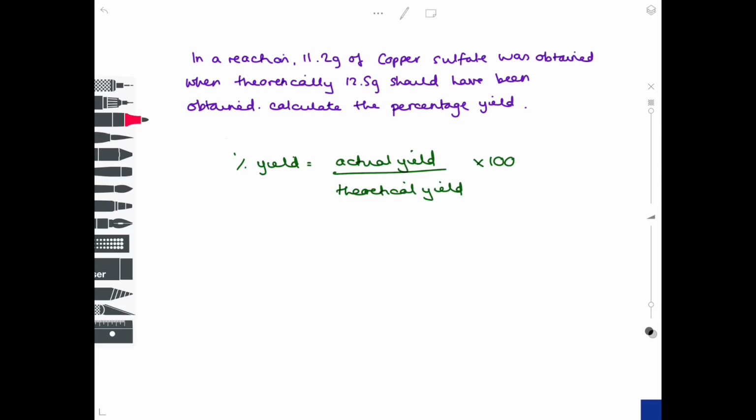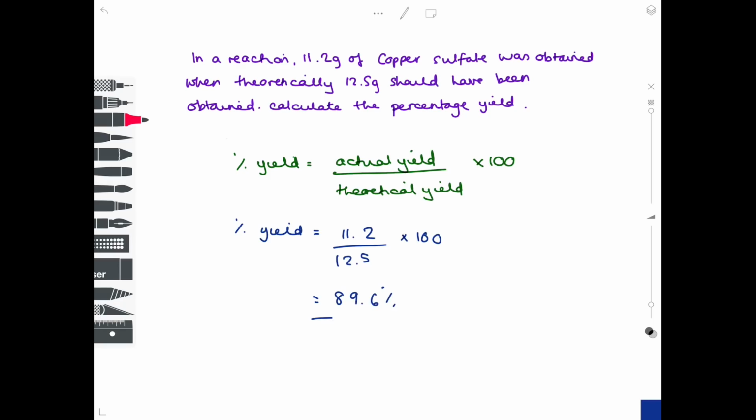Now we're looking at percentage yields. So for example, in a reaction, 11.2 grams of copper sulfate was obtained when theoretically 12.5 should have been obtained. Calculate the percentage yield. So you just need to use this equation here, which is percentage yield equals actual yield over theoretical yield times 100. So the actual yield here was 11.2. The theoretical one was 12.5. Multiply it by 100, and you get a value which is 89.6%.